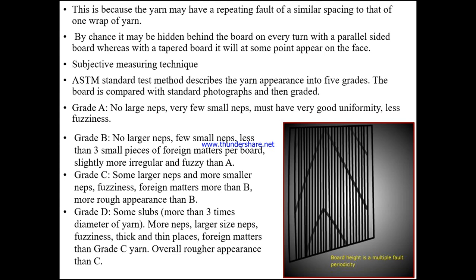Sometimes the yarn has some repeating fault or periodic fault. Due to the presence of that periodic fault, you will see the same defect repeating at the same position again and again. Now you are only watching one surface of the board, not the back side. You are watching the front side of the board. In that case, you can never see the periodic fault if the fault is hidden behind the back of the board.